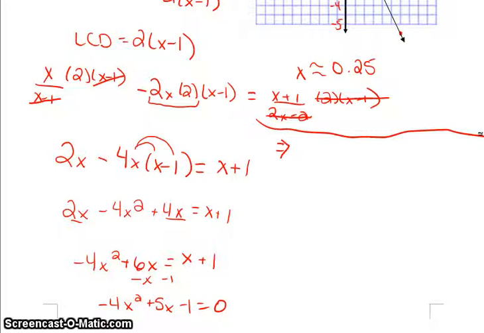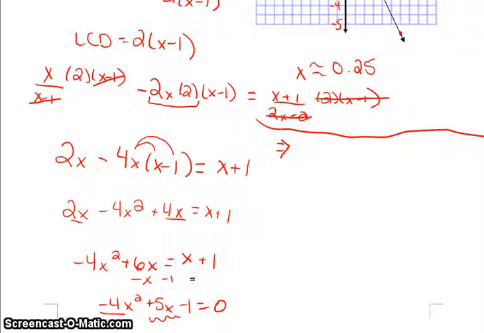So what we're going to do from here is use decomposition to solve for x. Do you guys remember what decomposition is? It's basically factoring except that the a value here is not 1. So what we do is we rewrite this middle term. It's still going to mean the same thing, but we're just going to rewrite it so we can pull out some common factors.